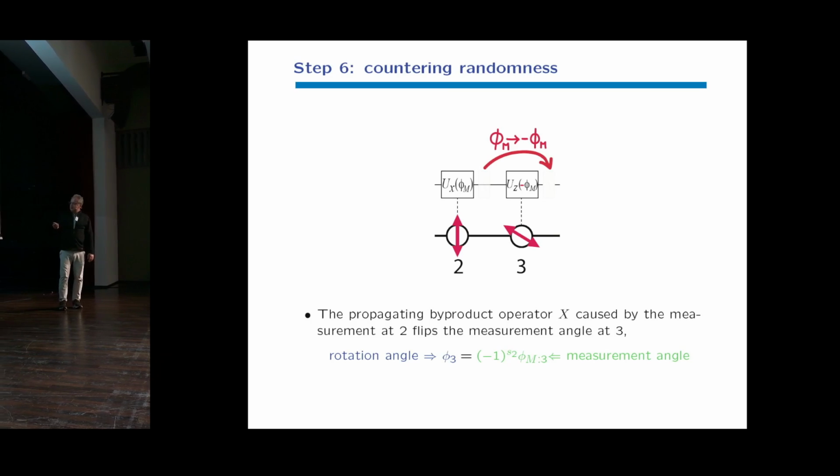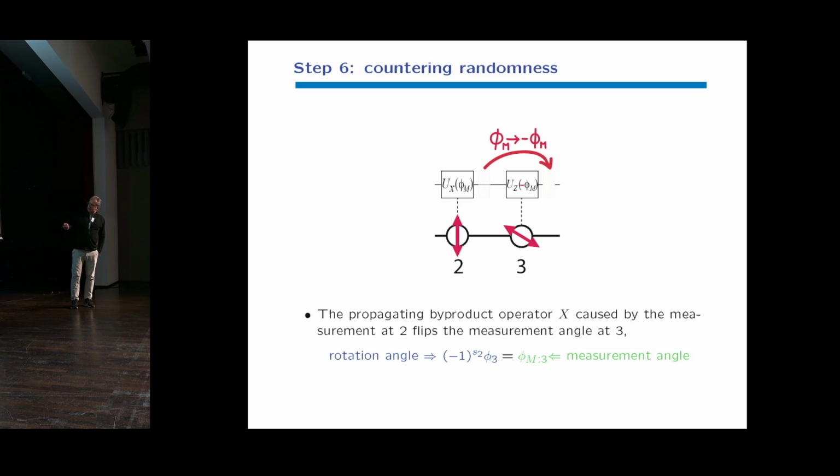But in the same equation, we can move this factor of -1 to the other side. Maybe I should have said this explicitly. Here, the measurement angle has defined the rotation angle together with this random measurement outcome. So let's not do that. Let's put the -1 to the other side.